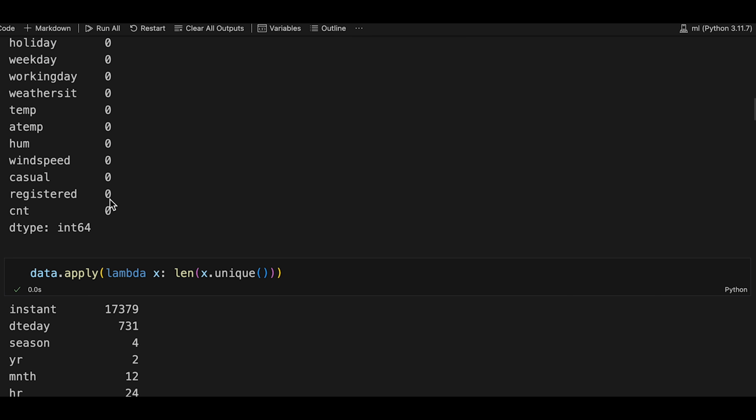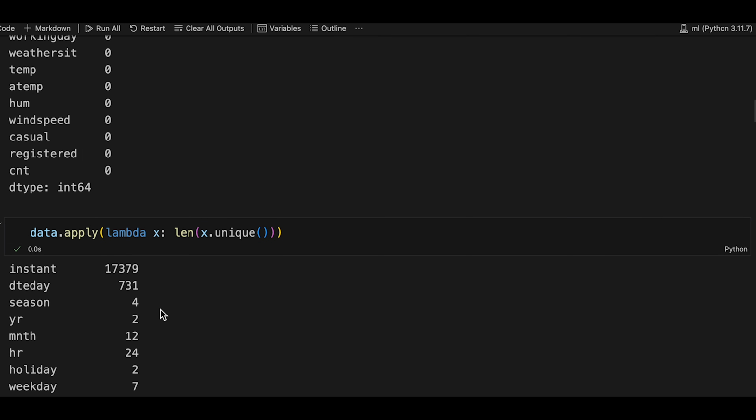Okay, and if you want to check the number of unique values available in each of the columns, simply you can use column.unique. So as we have multiple columns, we can apply a lambda function on the data. It will take each column and apply the unique function, which will give us the total number of unique values present in each of the columns.